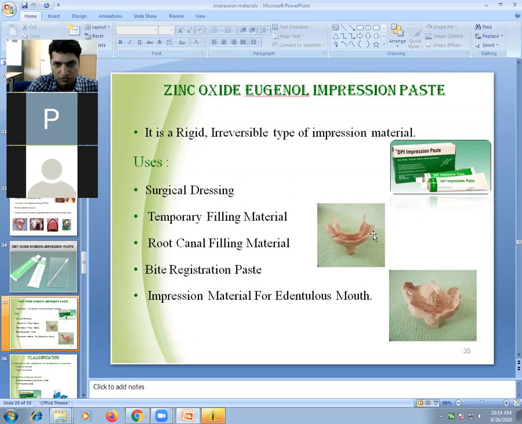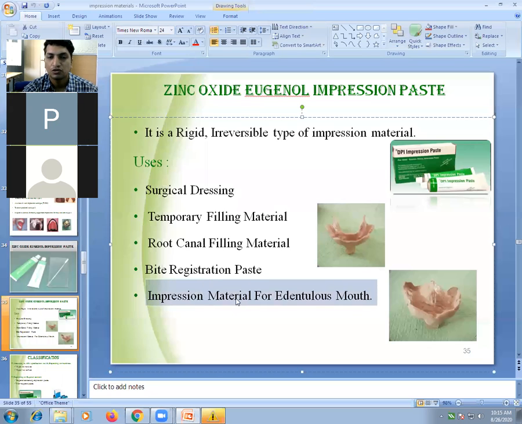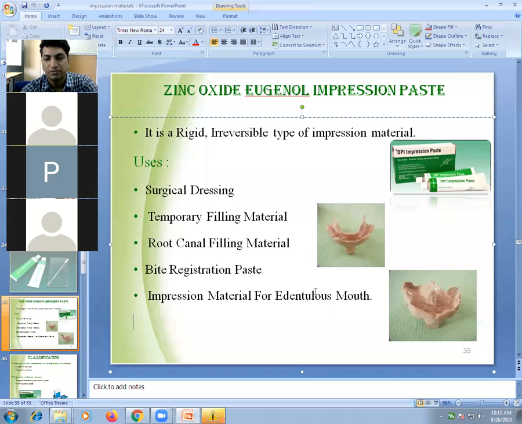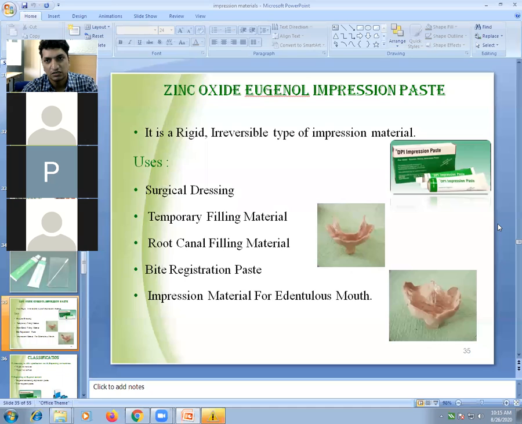Now what are the uses of ZOE impression paste? It is used for surgical dressing, temporary filling material, root canal filling material, bite registration paste, and for impression of the individual's mouth. This is very important for us. Impression material for the individual's mouth means for the final impression. The impression compound we studied previously is the material used for the preliminary impression. ZOE is used for the final impression. The second step of your denture fabrication is border molding and making a final impression. Border molding we do with the impression compound again, but the impression part is the impression of ZOE.